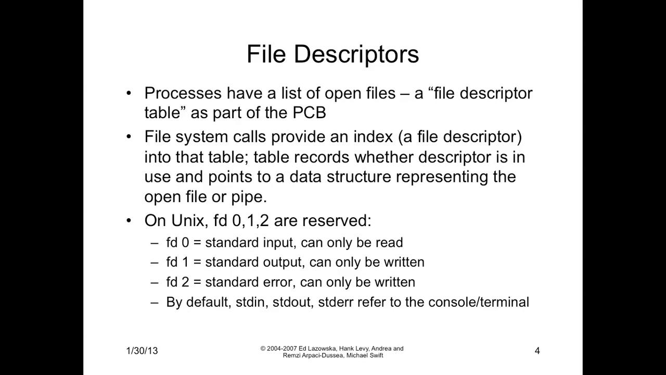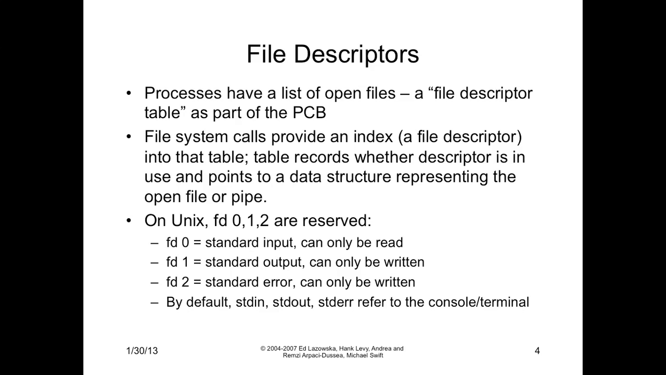But the nice thing is that, at some point, these look just like files, which means that we can actually change what these entries in the table point to. Instead of pointing to keyboard and terminal, we can point these at real files. And that is what output redirection does. It basically says, we're going to take this entry here, and every C program knows that file descriptor 1 means standard output.